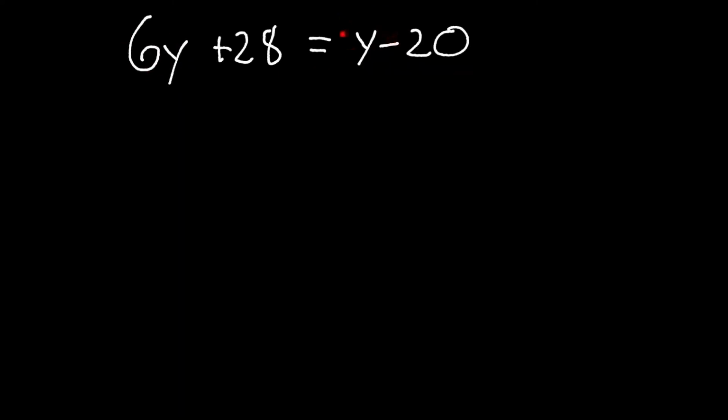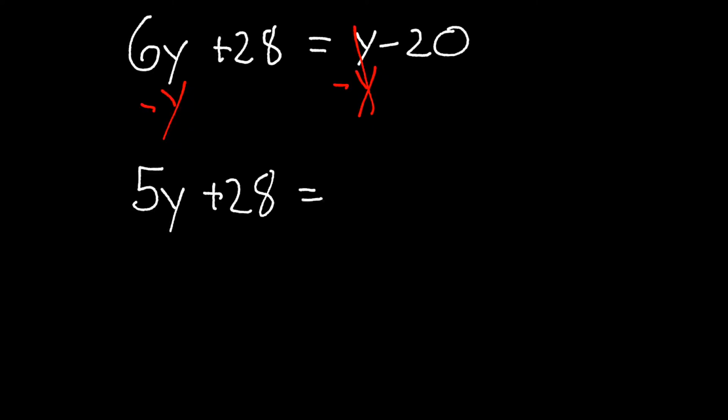And since it is a positive y over here, I need to use the inverse operation to move it across the equal sign, so I'm going to subtract it. I will subtract a y from both sides. Y minus y is 0. 6y minus 5y, 6y minus y is 5y. And nothing else has changed. 5y plus 28 equals a negative 20 now.